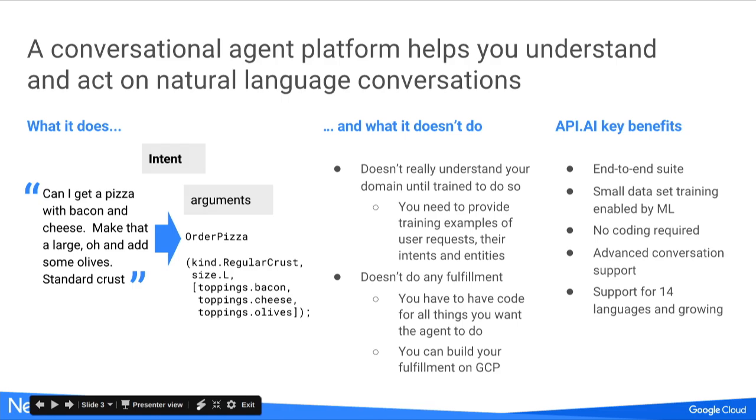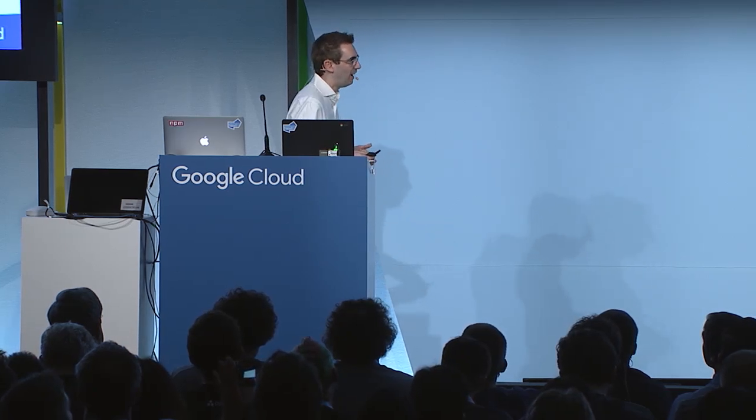But the good thing is, you're here at Google Cloud Next. You've probably been to a bunch of sessions. Most of this conference is about how to fulfill the back end of your application, and we think Google Cloud Platform is a great way to do that. So it's a very good complement to API.AI.